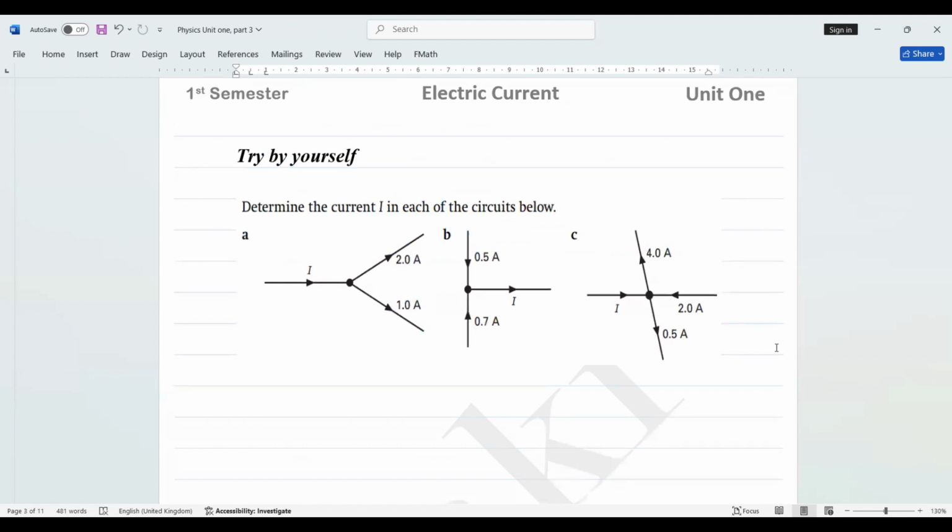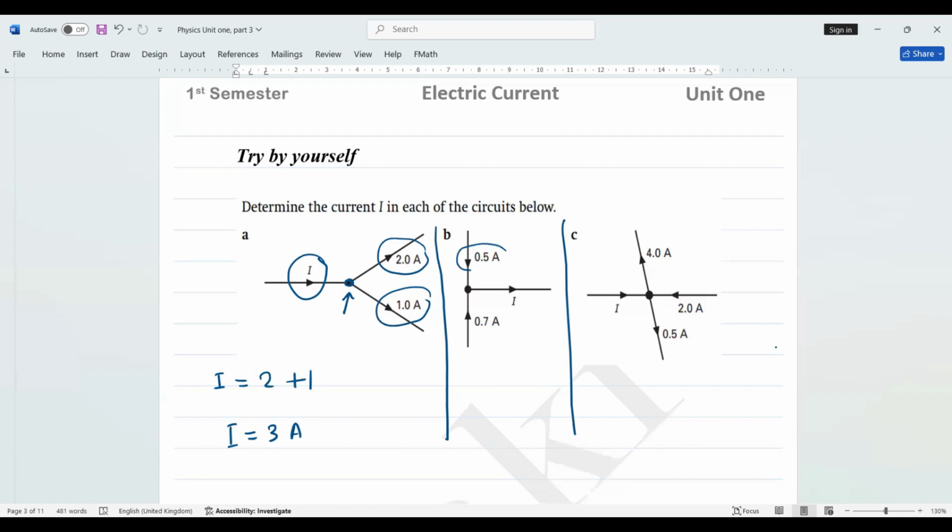Now, in part A, the current in is I, and the current out is 2 amperes and 1 ampere. So at this junction, the current in is I, the current out is 2 plus 1. This is Kirchhoff's first law. At any junction, the sum of currents in equals the sum of currents out. 2 plus 1 is 3. Then I equals 3 amperes. Now, let us do part B.